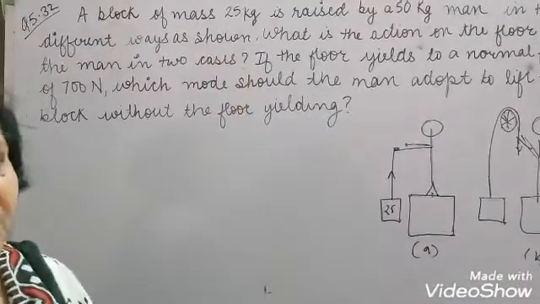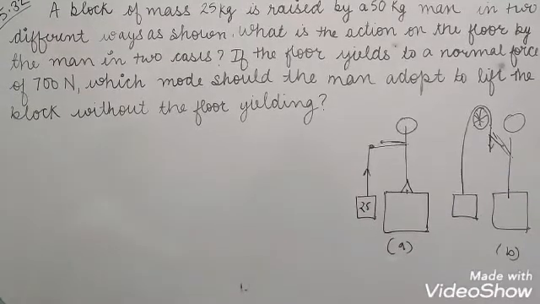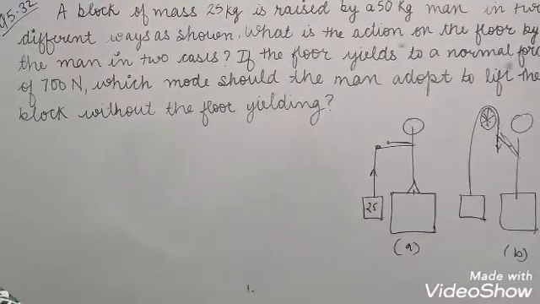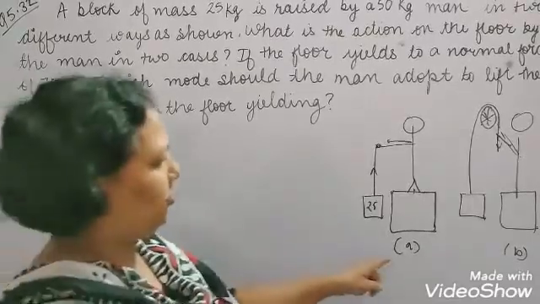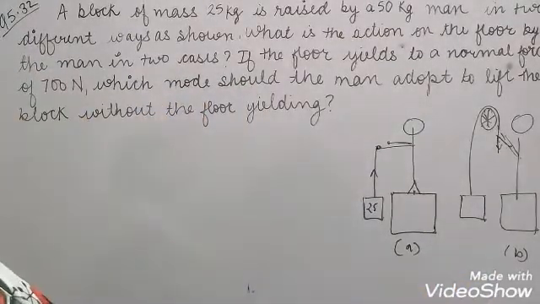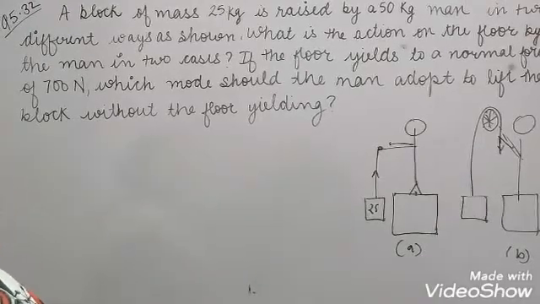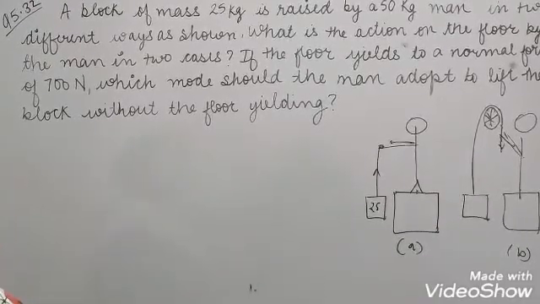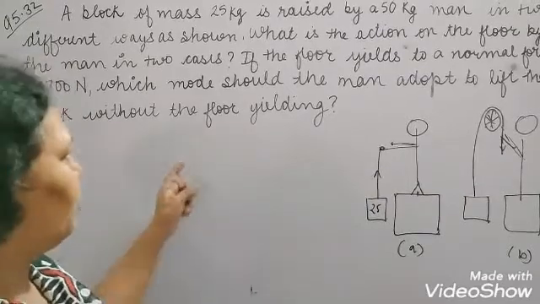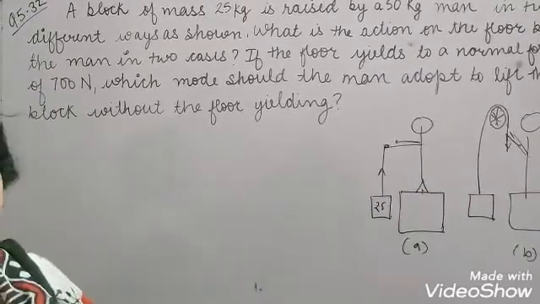Exercise 5.32, given here: a block of mass 25 kg is raised by a 50 kg man in two different ways as shown in the figure. This is figure 1 and this is figure 2. What is the action on the floor by the man in the two cases? If the floor yields to a normal force of 700 Newton, which mode should the man adopt to lift the block without the floor yielding?